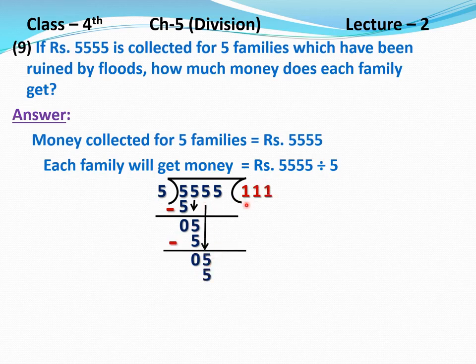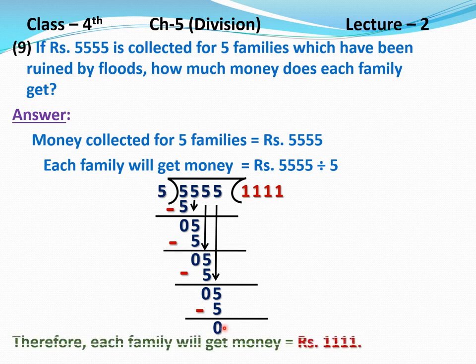Now again multiply, 5 multiplied by 1 equals 5. Write 5 here and write 1 here. Now we will do subtraction. 5 minus 5, 0. Write 0 here. Now take the next number, that is 5. Now again multiply, 5 multiplied by 1 equals 5. Now we will do subtraction. 5 minus 5, 0. Write 0 here. Hence quotient is 1111 and remainder is 0. Write down. Therefore, each family will get money equal to rupees 1111. Clear?